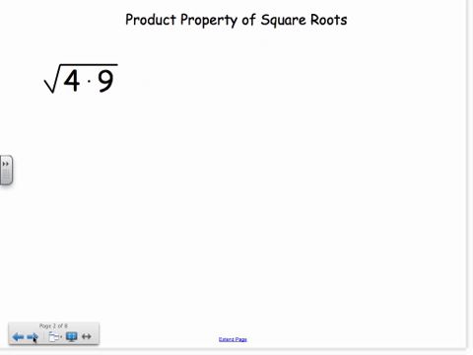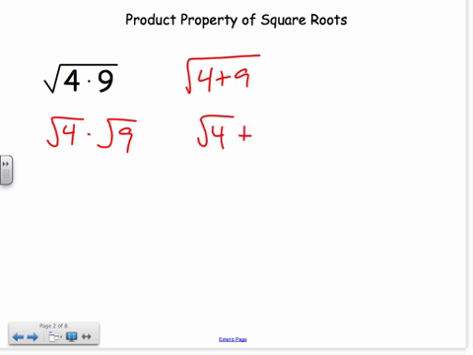So first things first, we have the product property of square roots. If I'm multiplying inside my square roots, I can split up my square root bar. I can take the square root of 4 times the square root of 9. I can't do this with addition and subtraction. Some people are going to try to do this someday, and they think they can split that up. You cannot do that with addition and subtraction. Just multiplication, and we'll find out division as well.